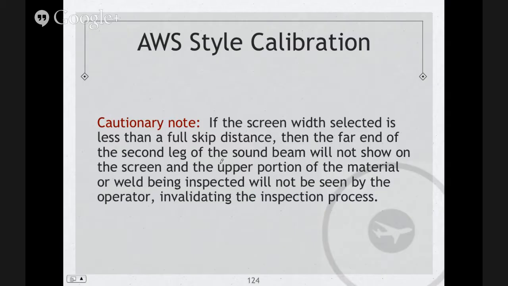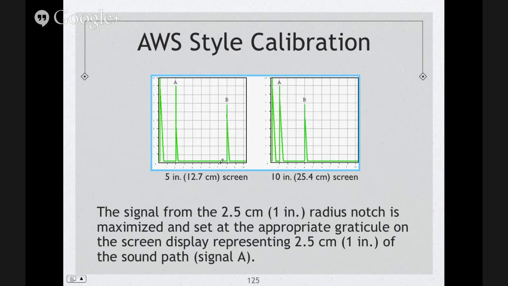All right. The signal from the 2.5 or 1 inch radius notch is maximized and set to the appropriate graticule on the screen display representing the 1 inch sound path. Right?